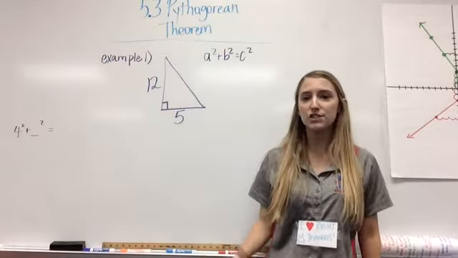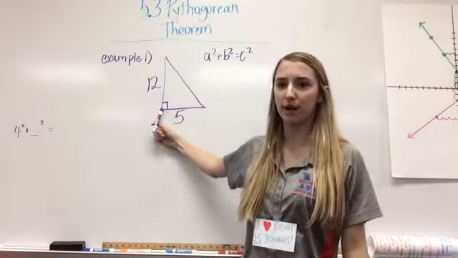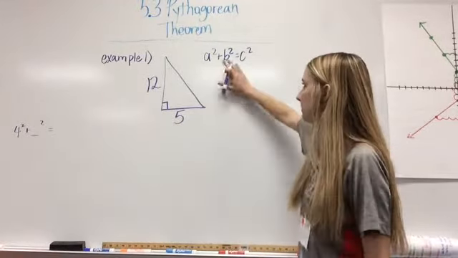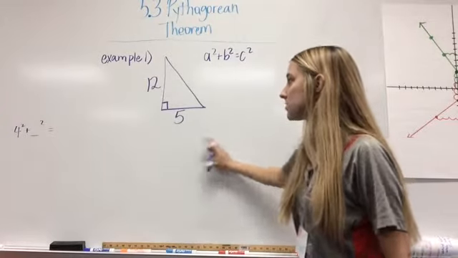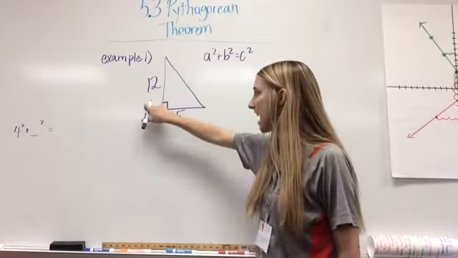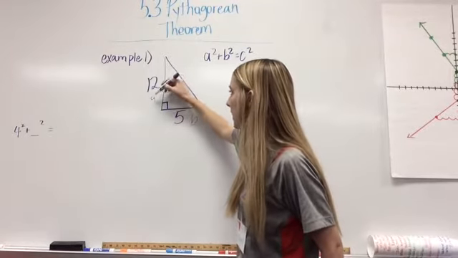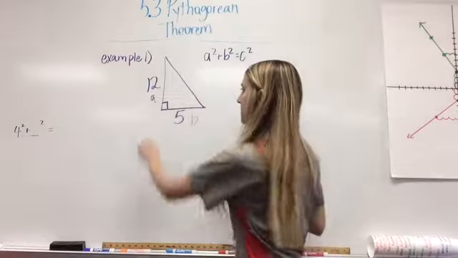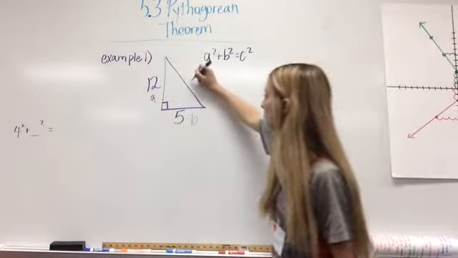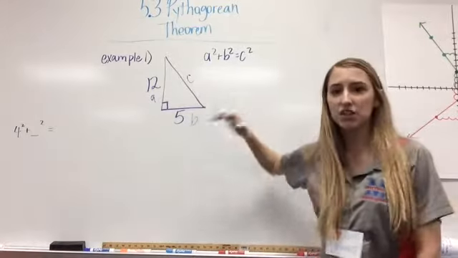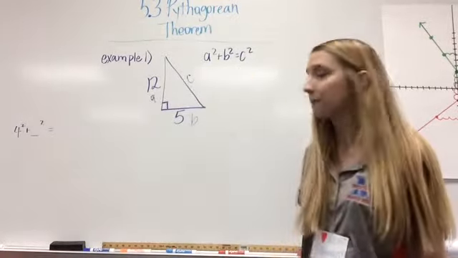All right, here's your first example. We have a right triangle. We know it's a right triangle because we have a right angle right there. And remember my formula, a squared plus b squared equals c squared. So the two legs are the two shortest sides, which are A and B. It doesn't matter which. Again, you just pick one. So I'm going to say that 12 is my A and 5 is my B. So now I'm trying to find C.